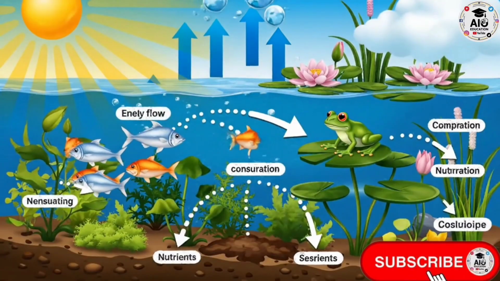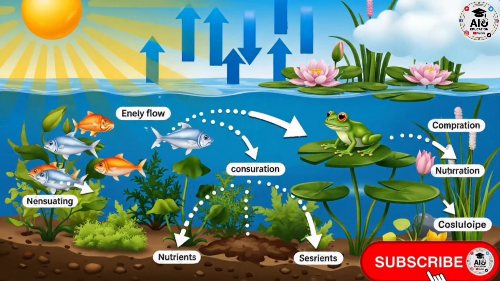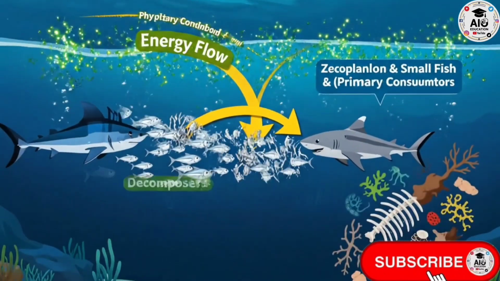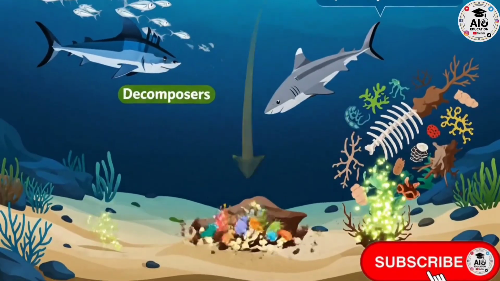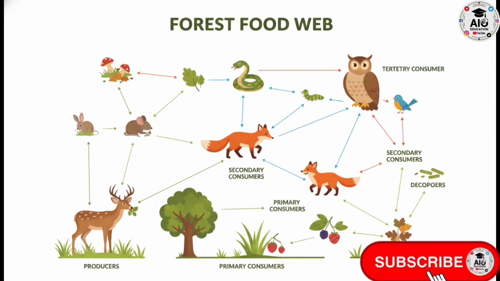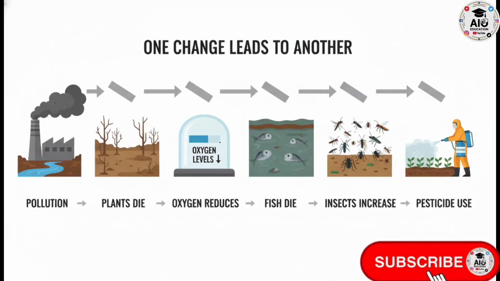Organisms in an ecosystem are grouped based on how they get food. Green plants are called producers because they make their own food using photosynthesis. Animals that cannot make their own food are called consumers. Herbivores eat only plants, carnivores eat only animals, and omnivores eat both plants and animals. Decomposers, such as bacteria and fungi, break down dead plants and animals into simple substances and return nutrients to the soil. Decomposition plays a very important role because it recycles nutrients and ensures that nothing is wasted in nature.